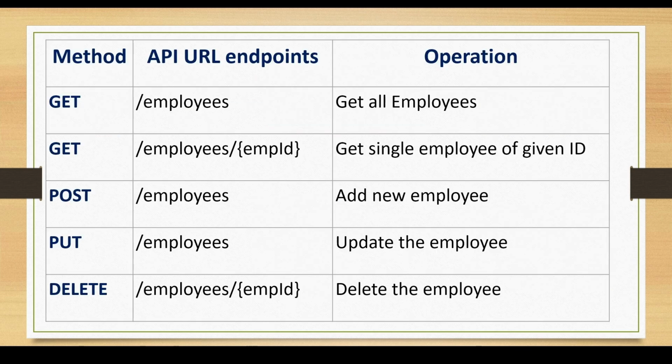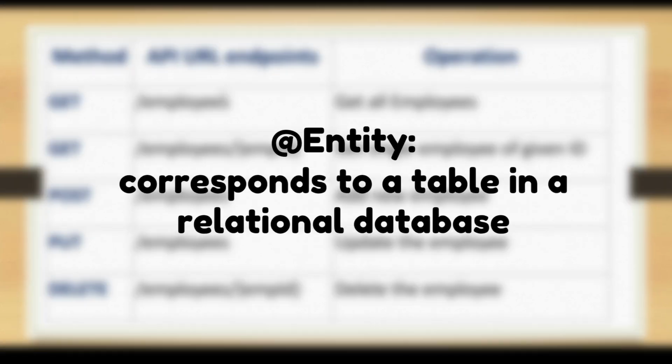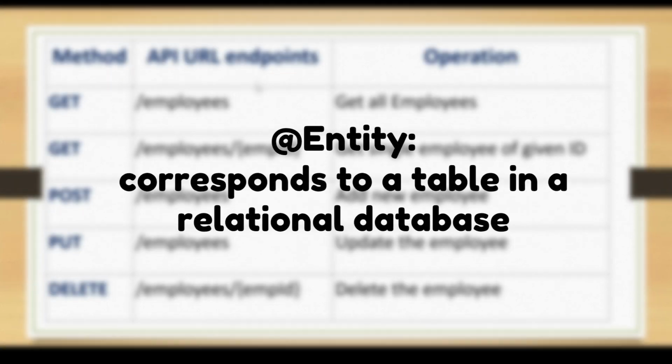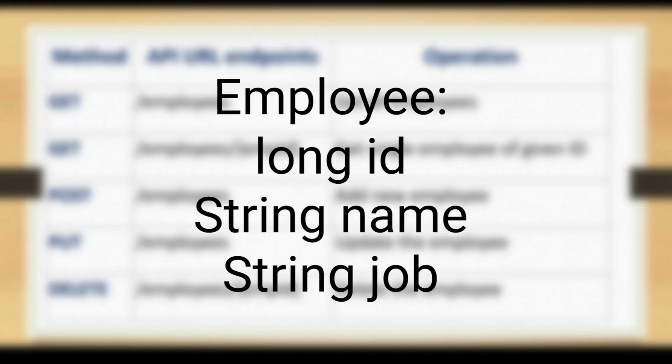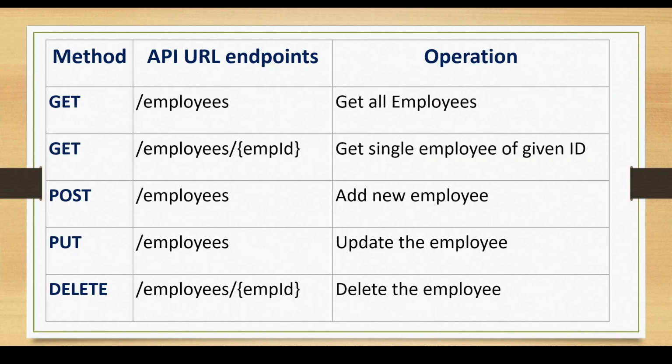In our project, we will implement all these HTTP methods get, post, put, delete in order to create our REST API. So we will have our entity named employee, and it will contain the employee ID, employee name, and the employee job role. If we hit this particular endpoint, which is /employees, then we will get all the employees in the server or in the database. If we want to fetch information about a particular employee, we have to give the employee ID beside the employee's URL endpoint, and we will get the single employee of the given ID.